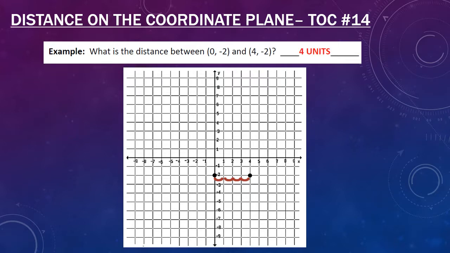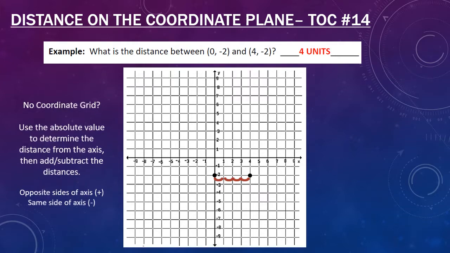Now, sometimes they will ask you to find the distance, but not give you a coordinate grid. So if you're not given a coordinate grid, you want to use the absolute value of those numbers to determine the distance from the axis, and then you either add or subtract the distances depending on where you are in relationship to the axes. So if you're on opposite sides of the axis, you're going to add those distances. If you're on the same side of the axis, you're going to subtract them.